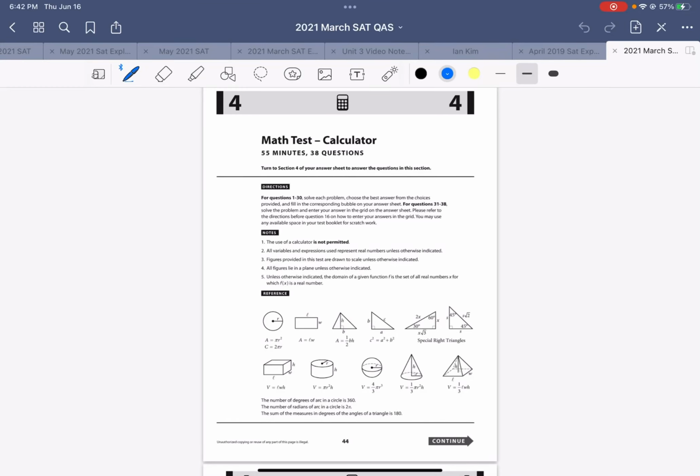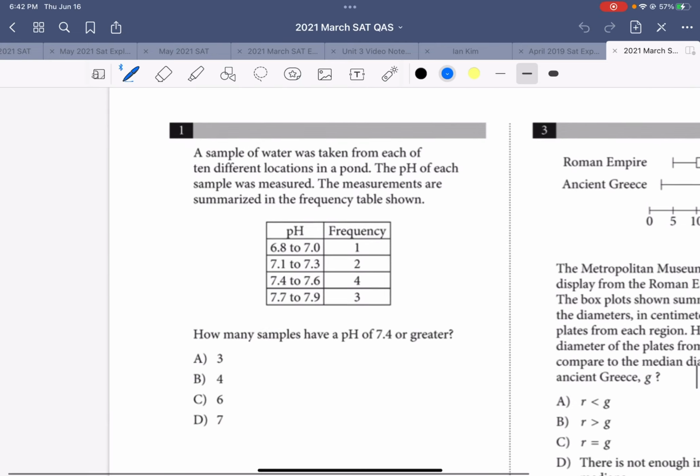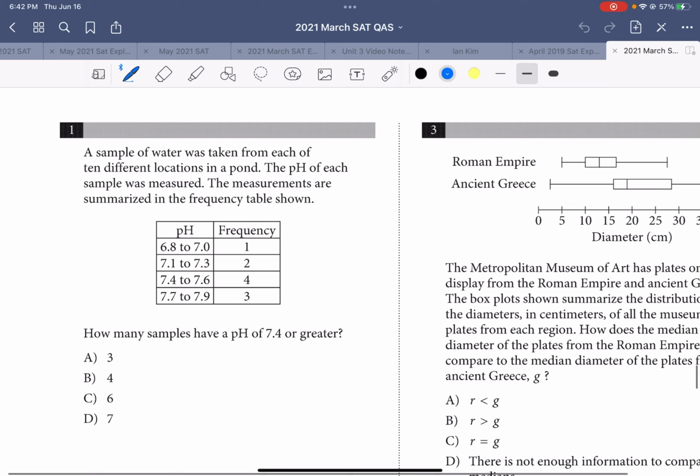Okay. This is the calculator section of the March 2021 SAT. Number one. A sample of water was taken from each of 10 different locations in a pond. The pH of each sample was measured, and the measurements are summarized in the frequency table shown. So how many samples have a pH of 7.4 or greater?